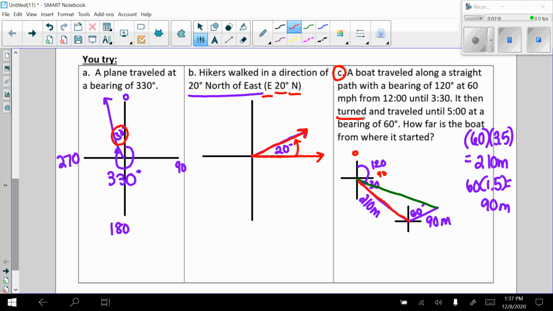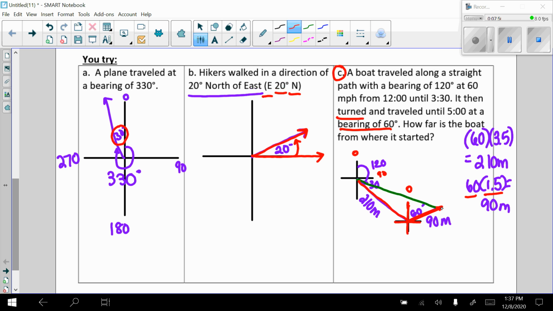It then turned. So automatically, when I know that it's going to turn, I know I'm going to have to figure out what direction it's going in. So I gave myself another coordinate plane. And it said it traveled until 5 o'clock at a bearing of 60 degrees. So again, I think, well, this is 0. 90 would be going this way. So 60 degrees is just in that first quadrant right here. 60 degrees is going this way. And it traveled at 60 miles per hour for 1.5 hours. So that's how I got that this segment was 90 miles long.